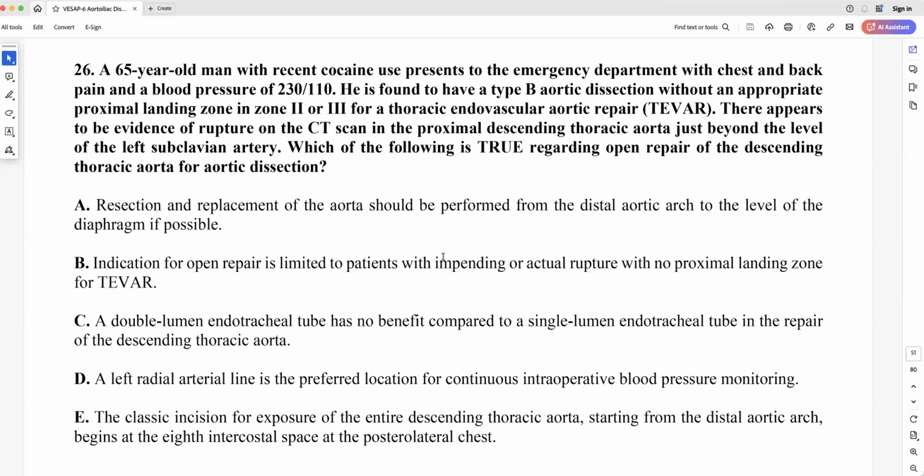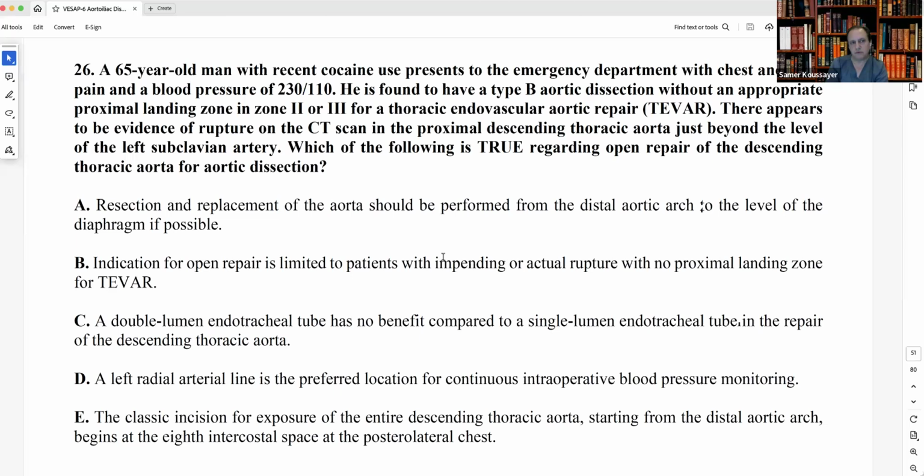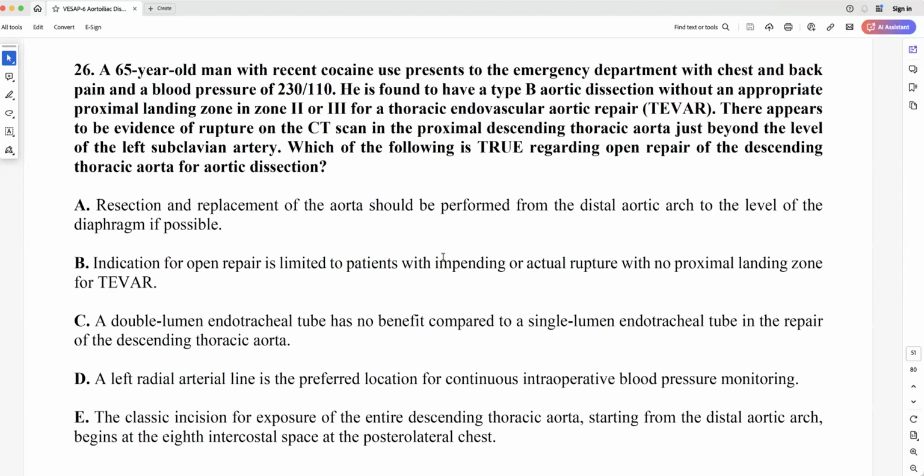Yes. For this patient, Dr. Samer, you can do TEVAR and cover the subclavian. But this is zone 2 and 3. Where is zone 2? Zone 2 is at the left carotid. Correct. And they said zone 2 is not appropriate, so you have to go to zone 1 or zone 0.